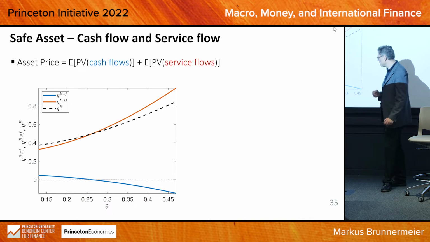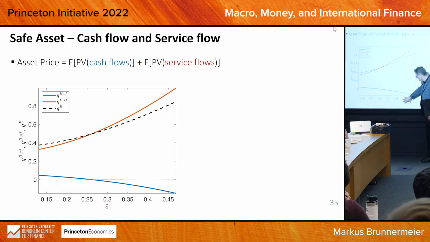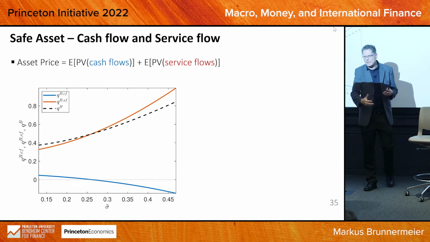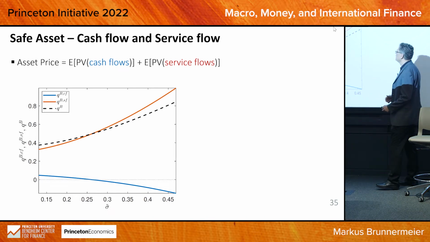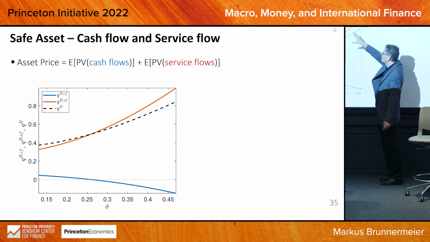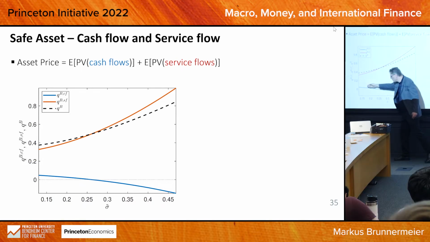So going to the picture again, here is the recession, and here's the boom. When the risk is high, we're in a recession. What we depict here, this dashed line, is the value of the government bond per unit of K. Again, it's always per unit of K. Then we split it apart between the expected cash flow, that's this blue thing here, and the value of the service flow, the red thing. The sum of the two is this dashed line.